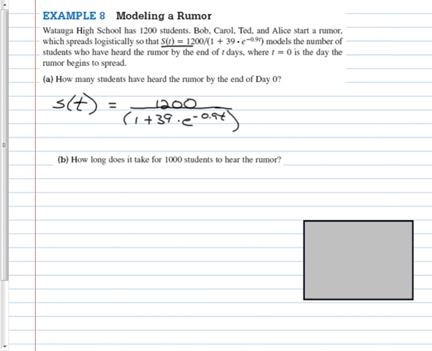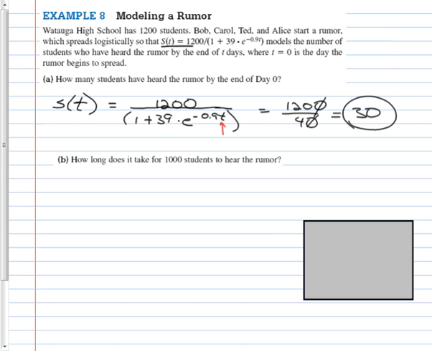It models the number of students who have heard the rumor by the end of t days, where t equals 0 is the day the rumor began, the initial value. How many students have heard the rumor by the end of day 0? How would I get that answer? My variable is 0. I'd put a 0 right over there. That'd be e to the 0, which is 1. 39 times 1 is 39. What's 1 plus 39? 40, so I get 1,200 divided by 40, which is 30 students. By the end of the first day, 30 students.